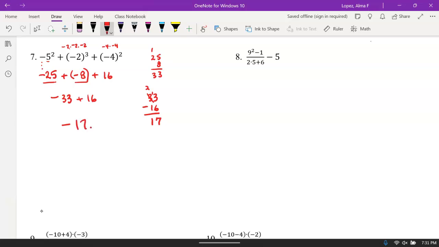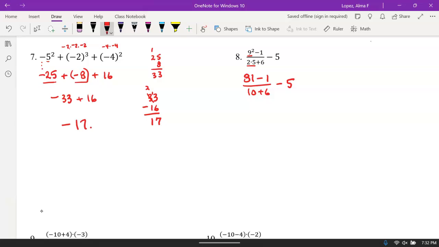Let's get one more on this video. When we look at this problem, we've got this fraction. We're going to take care of that fraction first. In the top, you'll deal with the order of operations, and in the bottom, you'll do order of operations. In the top, I can tell that we're going to have to square first. So we have 81 minus 1. On the bottom, there's multiplication and addition, so we're going to do the multiplication first. 2 times 5 is 10, plus 6.